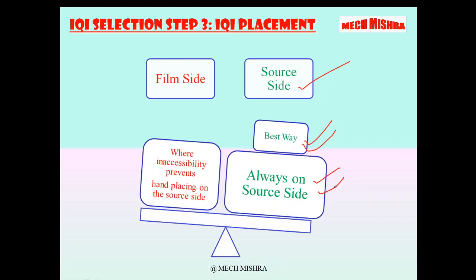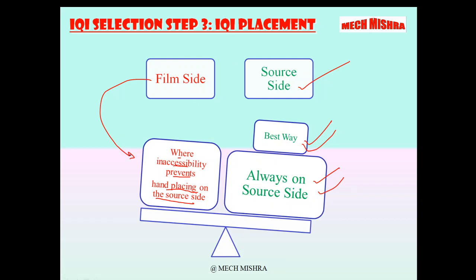If the code says always put this on the source side, then when do we need to put it on the film side? That is also told by the code. When there is inaccessibility to place it on the source side, means there is a constraint of space and we cannot go on the source side, only then we need to put the IQI on the film side. Otherwise we always need to be on the source side.